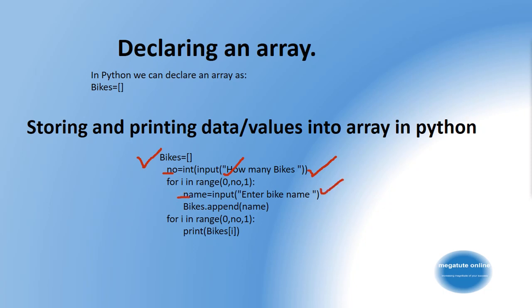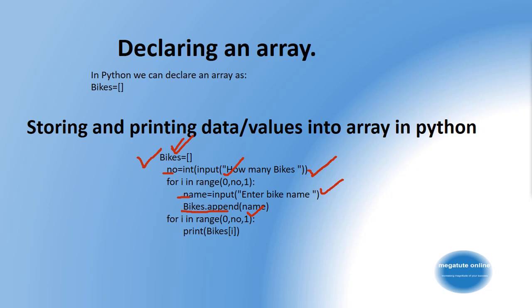And we have an append function which adds on the names to this empty array. So how do we use it? The array name dot append and the name which you want to store. So whatever name the user will give, that will keep going in and get stored into that list called bikes. All right.